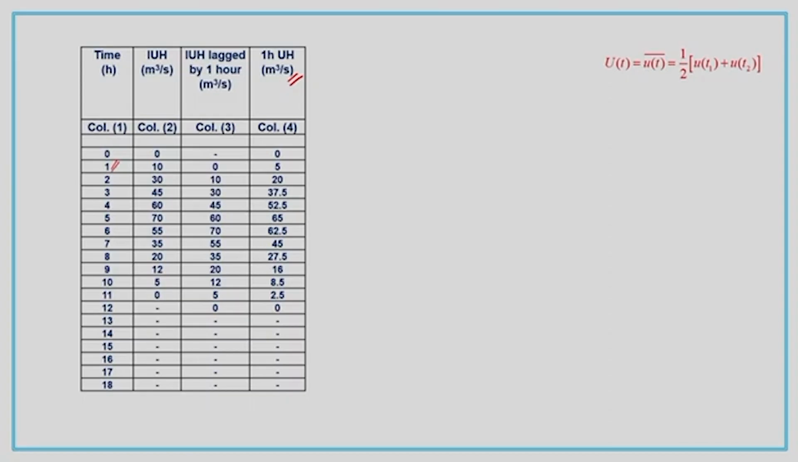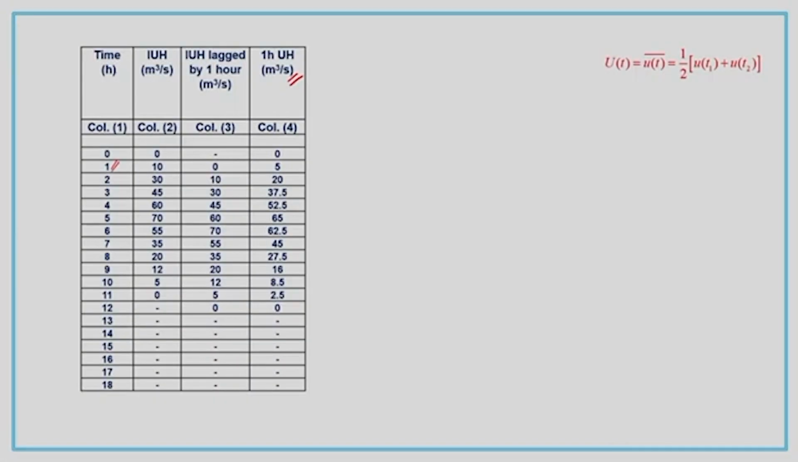So, you have to be careful about the time interval which is given over here. Ordinates of the IUH given for which time interval, that should be noted carefully. Here it is with an interval of 1 hour. So, we can lag with a 1 hour duration, so that after taking the average values we will get the 1 hour unit hydrograph. That is what we have derived here.